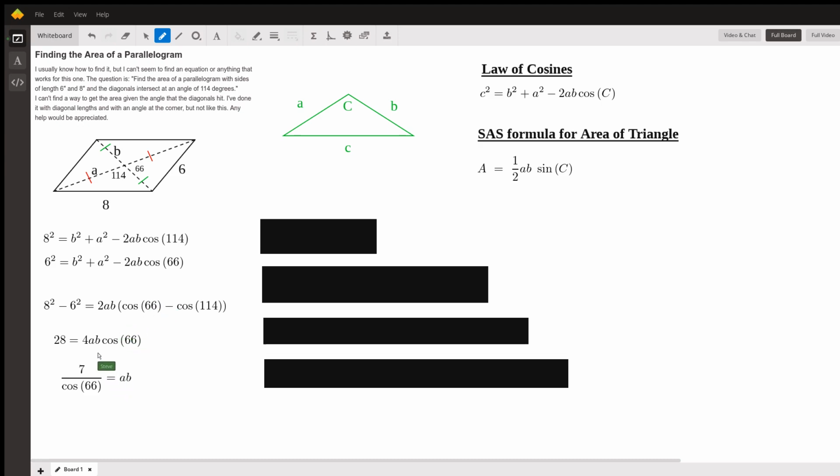So now what I'm going to do is just solve for the combined term AB by dividing by cosine, and this is what we have here. So 28 divided by 4 is 7, and then bringing the cosine. So we have this as our first step.